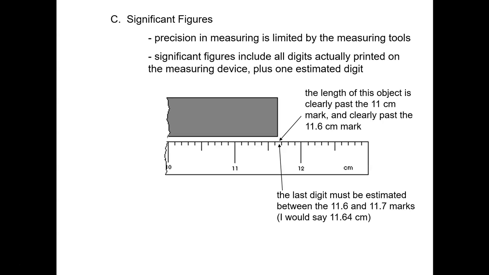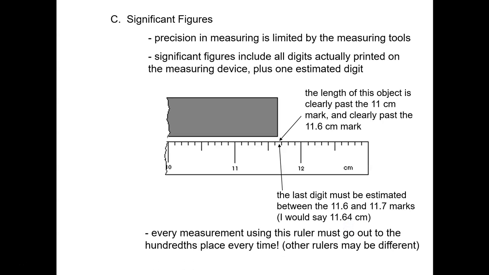Okay? So this is what we mean by significant figures when you're measuring. You must measure so that you include all the digits that are printed on the device plus one estimated digit past that. So everybody does it the same way. It doesn't matter where you're measuring, what country you're from, or what kinds of tools you're using to measure with. So every time I use this ruler, I would have to go to the hundredths place.